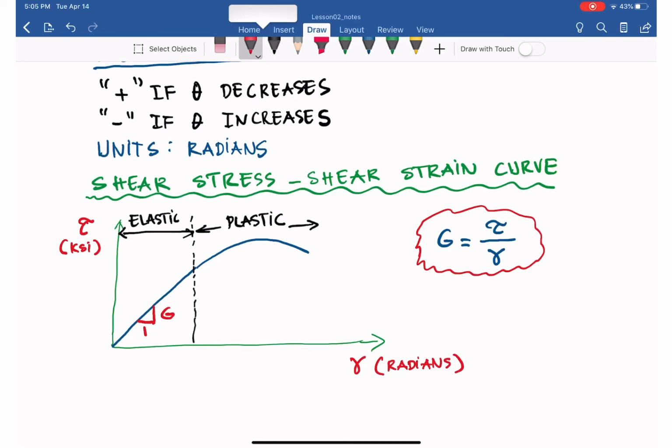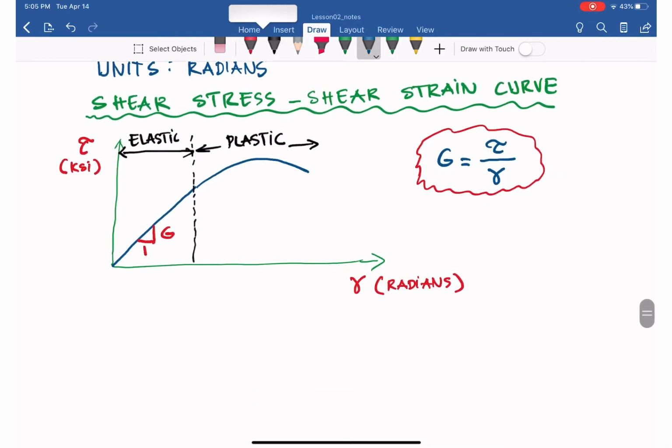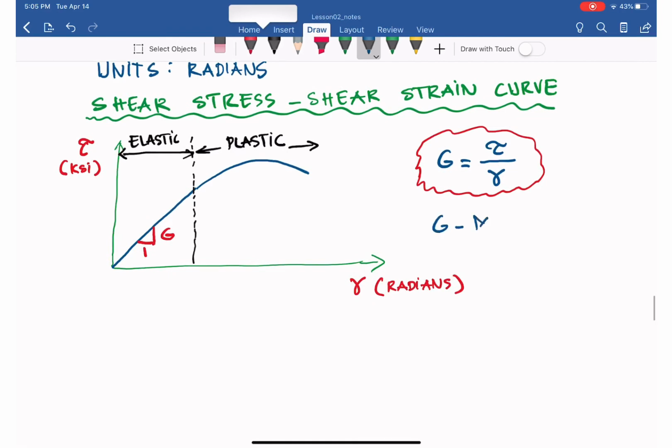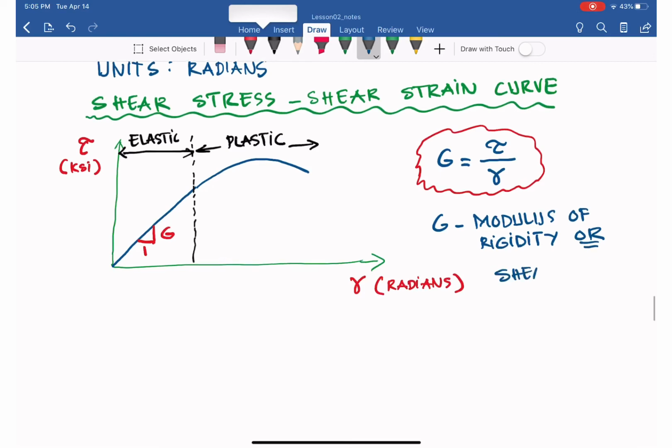And that chi, we call it modulus of rigidity. Chi, it will be modulus of rigidity. Or because it's about shear, right? Shear stress, shear strain. So it is also called the shear modulus. Shear modulus.